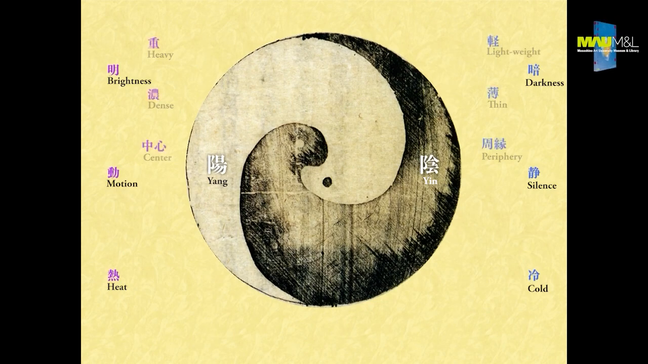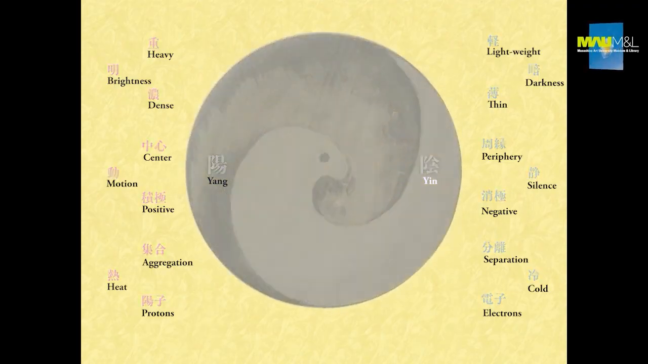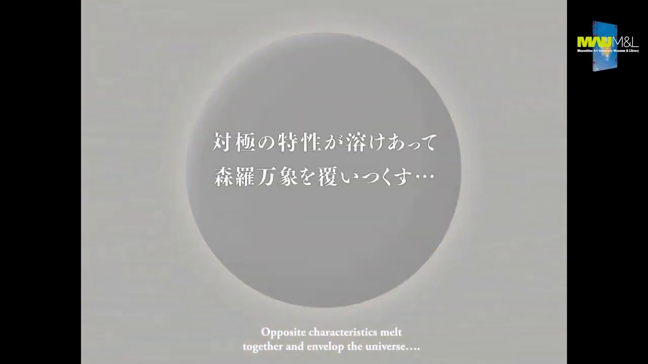In addition, opposite characteristics such as heavy and lightweight, dense and thin, center and periphery, positive and negative, aggregation and separation, and protons and electrons meet and mix to create various phenomena and envelop the whole creation. This is the essence of the idea behind the perspective on nature and cosmic philosophy that was created in ancient China.